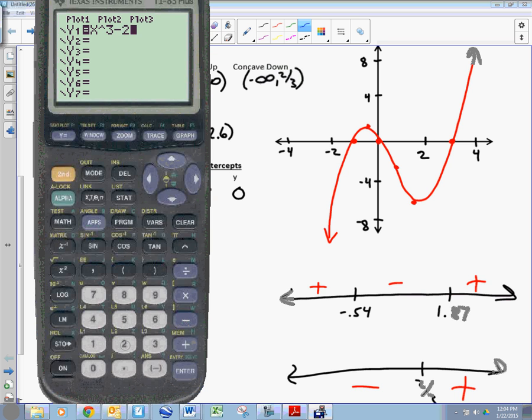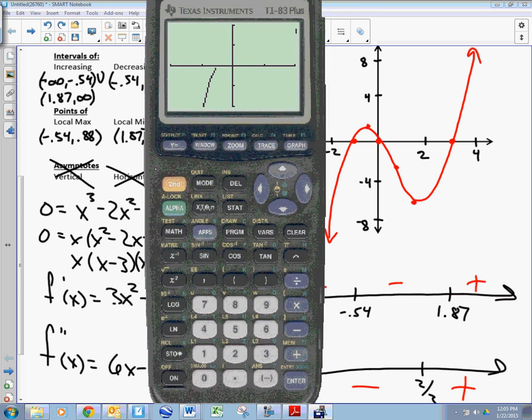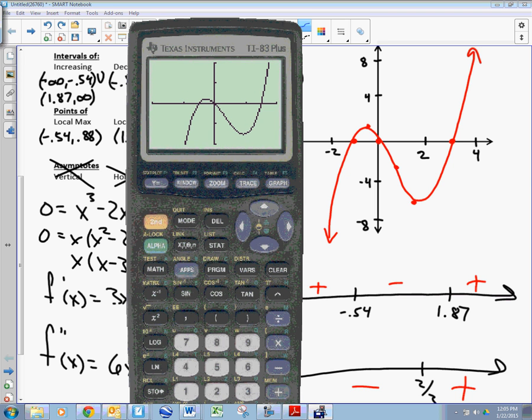X to the third minus 2x squared minus 3x. And so what I like to do is I like to go to my window. I like to change it so that the y max is 8, the y min is -8, and I have tick marks, it looks like every 4. And then for the x values, the x min is -4, x max is +4, and it looks like I have tick marks every 2. And then I graph it, and I compare the graph to the original, and I say, what's up? I mean, come on. That is awesome.